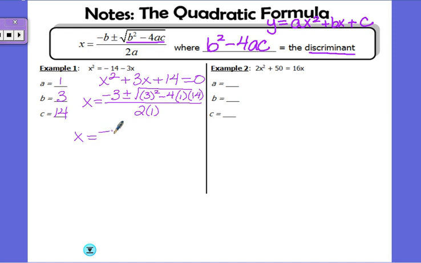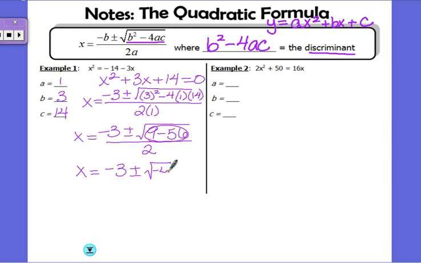So we have x equals negative 3 plus or minus the square root. 3 squared is 9 minus 4 times 1 times 14, which is minus 56, all over 2. Go ahead and combine that 9 minus 56. So we have x equals negative 3 plus or minus the square root of negative 47 all over 2. Now, from what we previously talked about, when we have a negative inside that square root, we've got to think of that as the square root of negative 1, which is i.